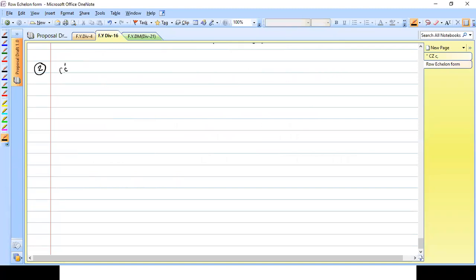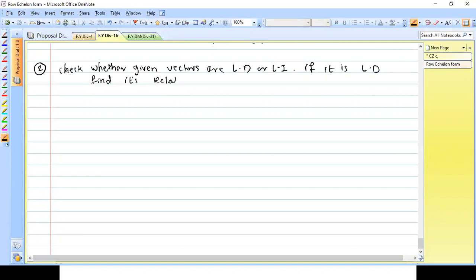Write down the example very carefully. Check whether given vectors are linearly dependent or linearly independent. If it is linearly dependent, find its relation. Everyone understand question? Yes, sir.